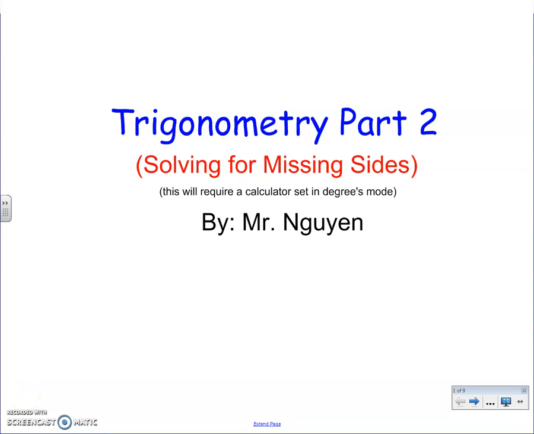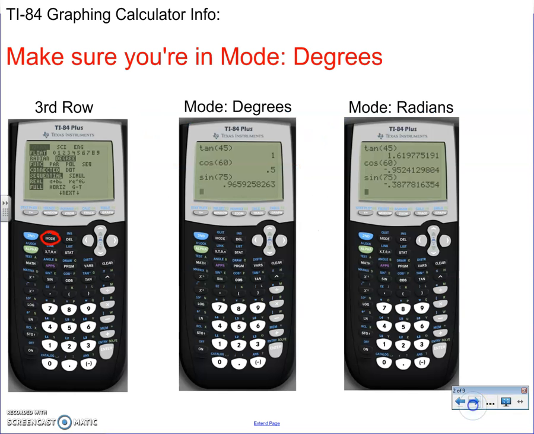Hello, this is Mr. Wynn, and this video is over trigonometry part 2. We will be solving for missing sides, and this will require a calculator set in degrees mode. So first, if you're using a TI-84 graph calculator, make sure you're in mode degrees.